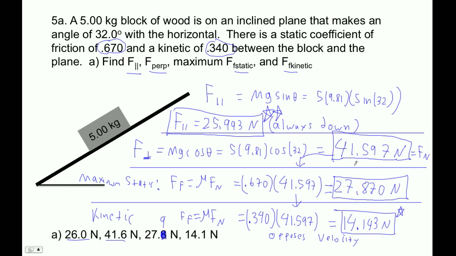Now we're going to use this value and this value here, and maybe this value later on in the videos. We're going to use a more accurate version of it. I've stored it on my calculator. I highly recommend you do the same thing when you're doing these problems.